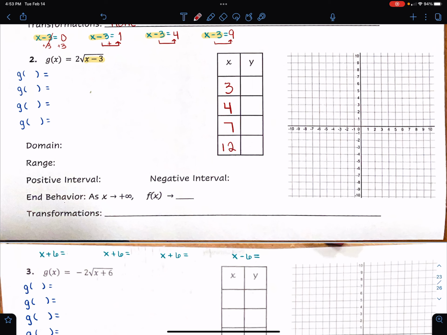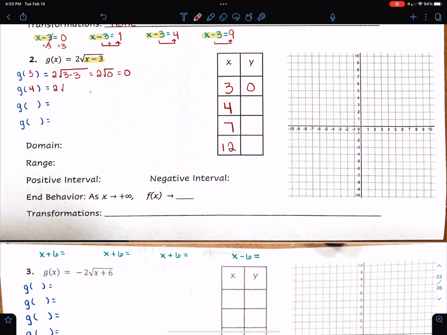Once I have the x values, now I'm going to plug those back into the function. So I'm going to have g of 3. That's going to give me 2 radical 3 minus 3, which gives me 2 radical 0. The square root of 0 is 0, and 0 times 2 is 0. So when we substituted 3 into the equation, my output was 0.